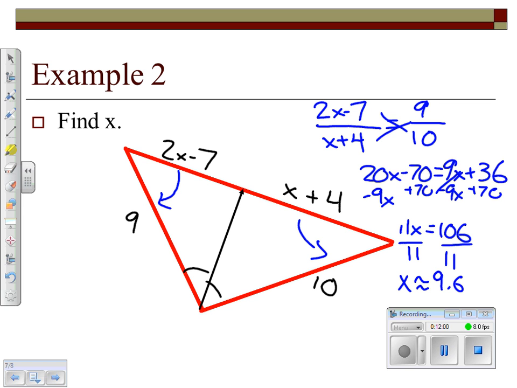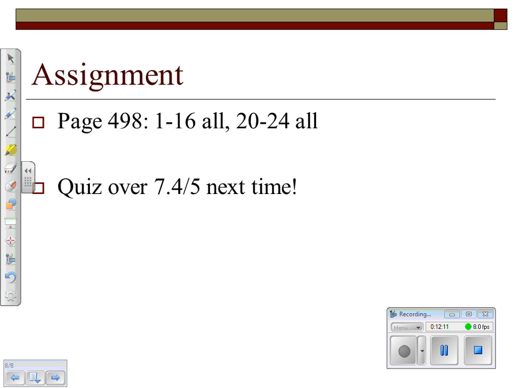And that is section 7.5. If you need to re-watch this, feel free to go back, rewind, do whatever you need to do. I know we went through that pretty quick. For the rest of the block, I want you to work on page 498, 1 through 6 all, 20 through 24 all.